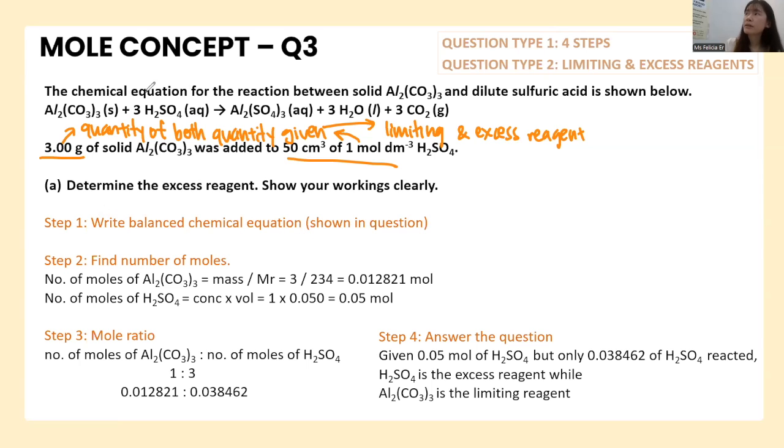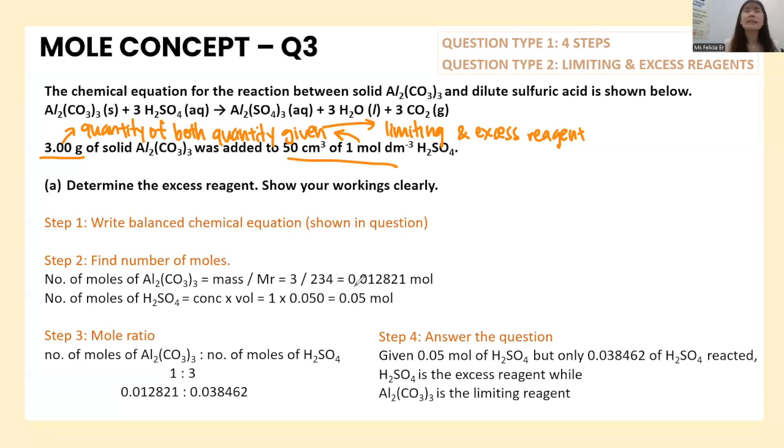So I try step 1. Yep, the question already gave it to me: write the chemical equation. Step 2, can we find number of moles? Can, right? With mass, you can find number of moles. With concentration and volume, you can also find number of moles. So that means this time around, yes, you can find number of moles. So since you can do this, then likely you can do the 4 steps. So you continue on with mole ratio.